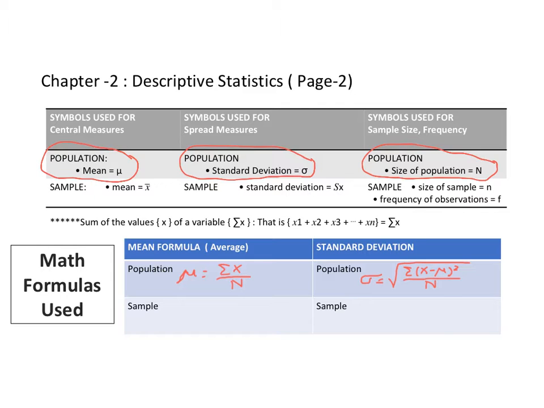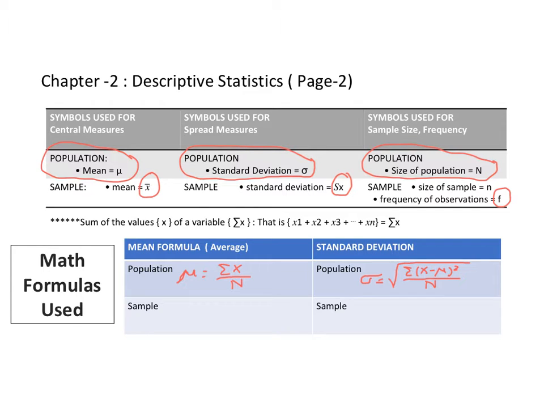Our sample mean is going to be shown as x bar. And our standard deviation, we're going to either have it as S or Sx. I like to use the Sx because it is shown on the calculator. And finally, we have the sample size, small n, and we're going to see periodically this idea of frequency of observations, which is f. And you'll recall in the last chapter we talked about frequency as being the number of observations of a value of x within the sample.